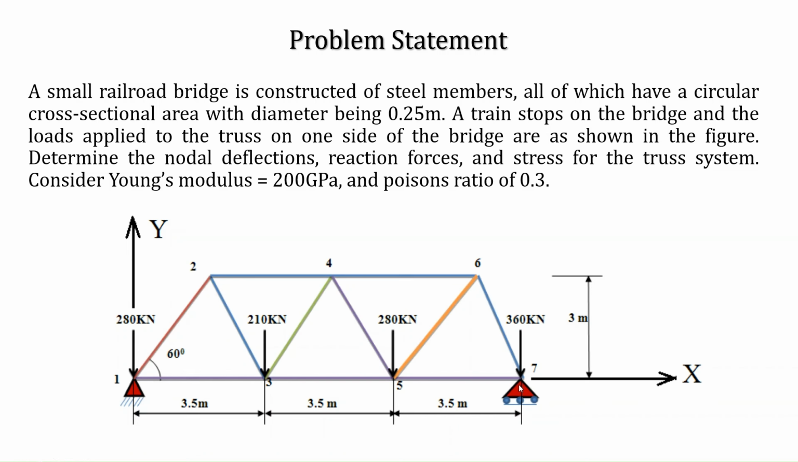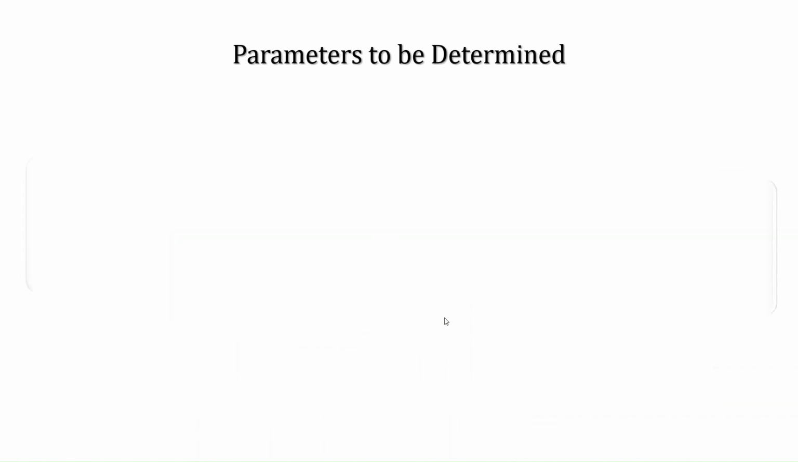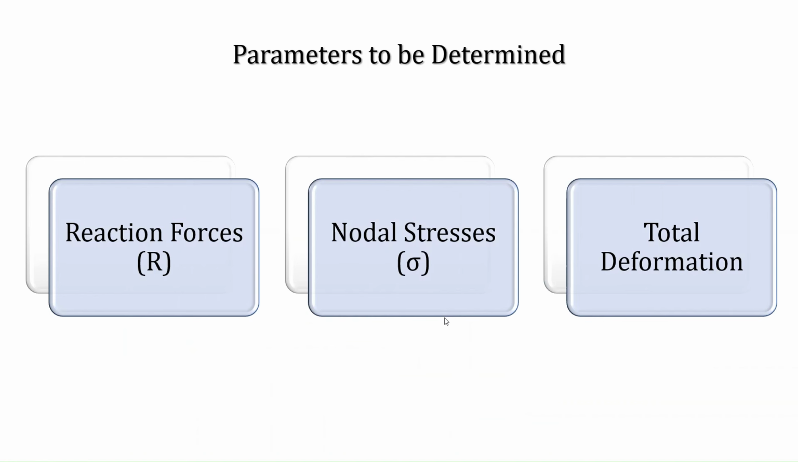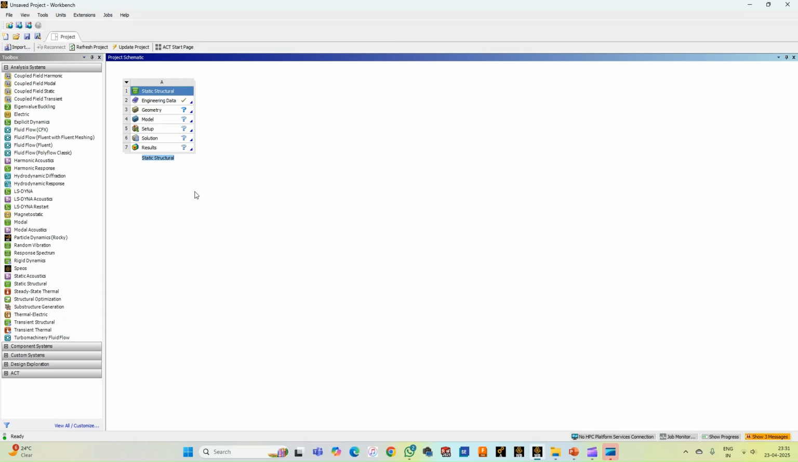So with this data, let us see how to perform the stress analysis and determine the nodal deflections or displacements, followed by the reaction forces and the stress within this truss system, which is a railroad bridge. These are the parameters to be determined. First we need to compute the values of the reaction forces, followed by the nodal stresses and the total deformation of the member. So double click on this and you get to see this.